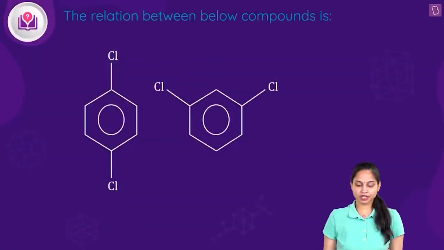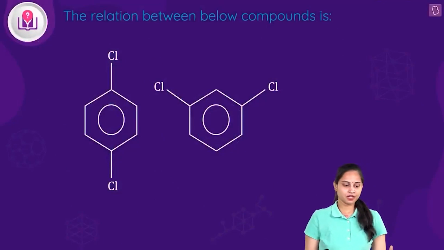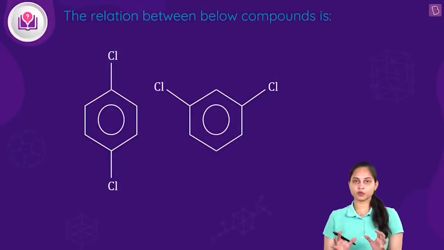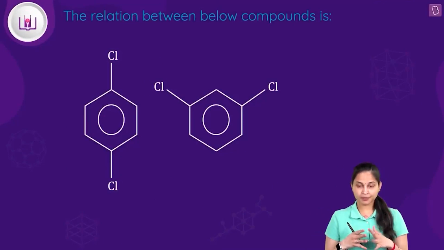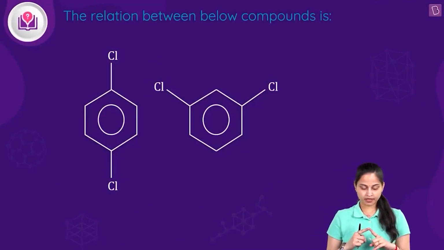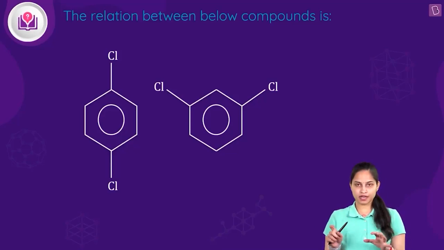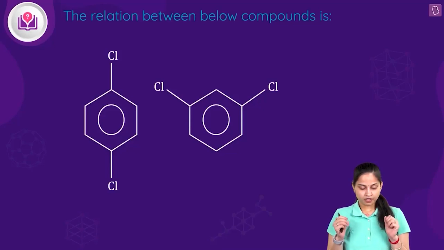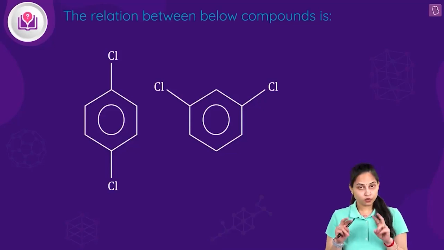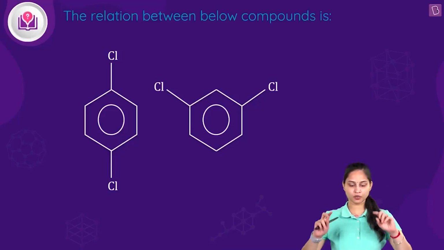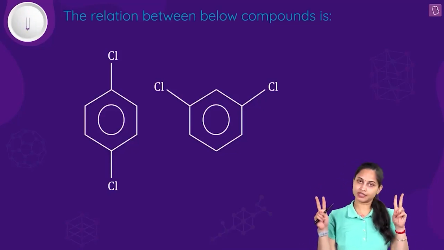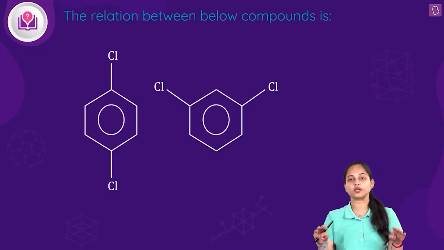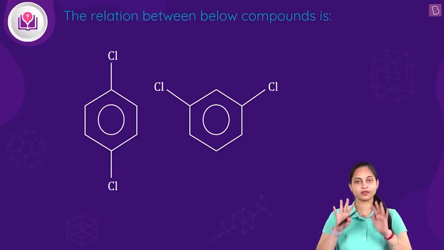Question over here is, the relation between below compounds is. So over here we are given 2 different compounds, but the base compound is the same, and the substituent attached, that means the halogen substituent, the chlorine attached, they are different. But we do have 2 chlorine atoms. I mean to say, we have the same base compound and 2 chlorine atoms. Yeah, the positions of 2 chlorine atoms attached to this base compound are different.